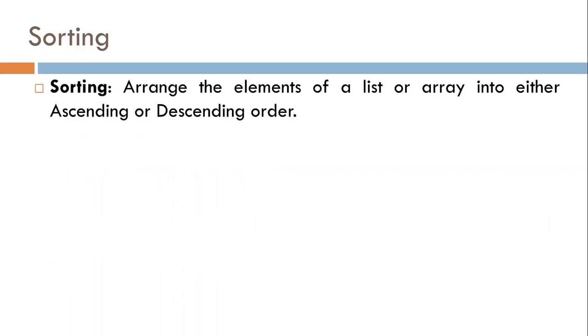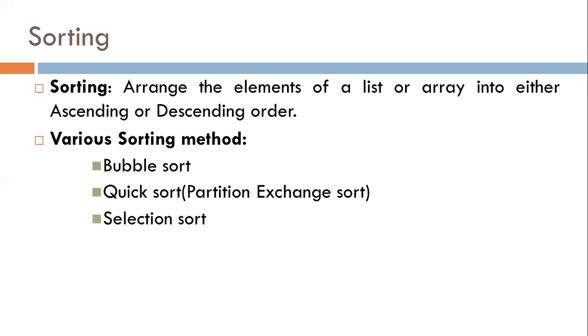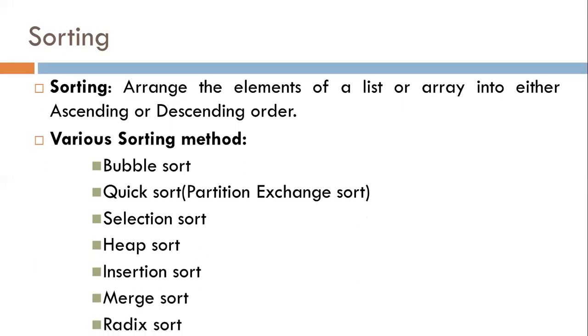Now let us start our session with, first of all, what is sorting. Sorting means arranging the elements of a list or array into either ascending order or descending order. There are various types of sorting like bubble sort, quick sort, which is also known as partition exchange sort, selection sort, heap sort, insertion sort, merge sort, and radix sort. In this video lecture, we cover selection sort.